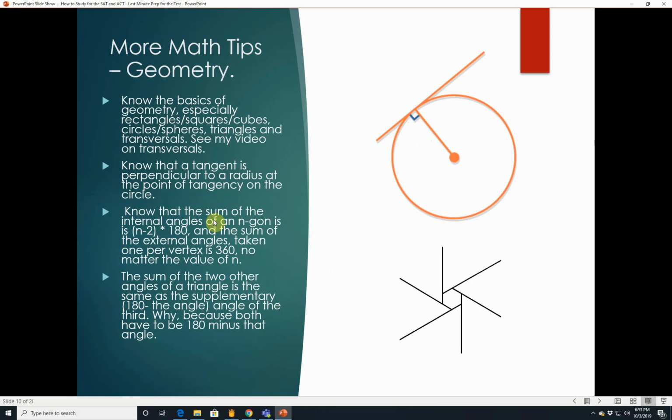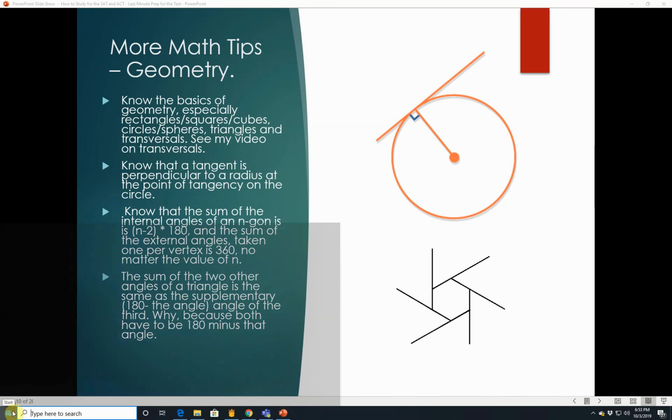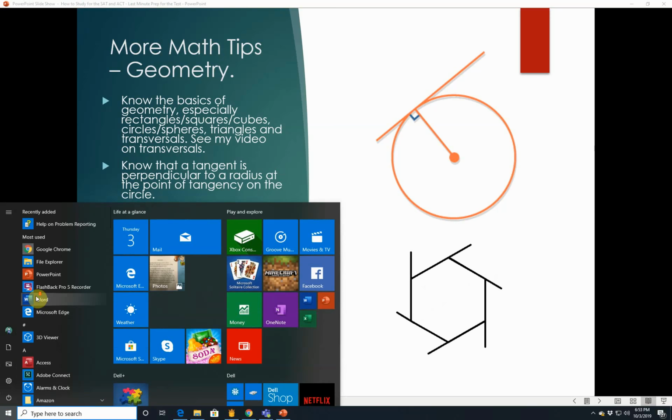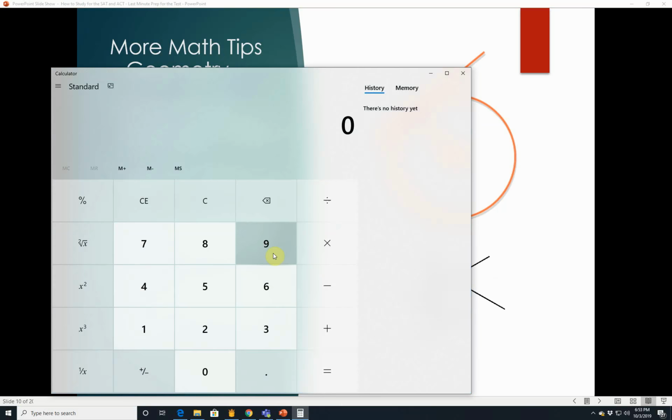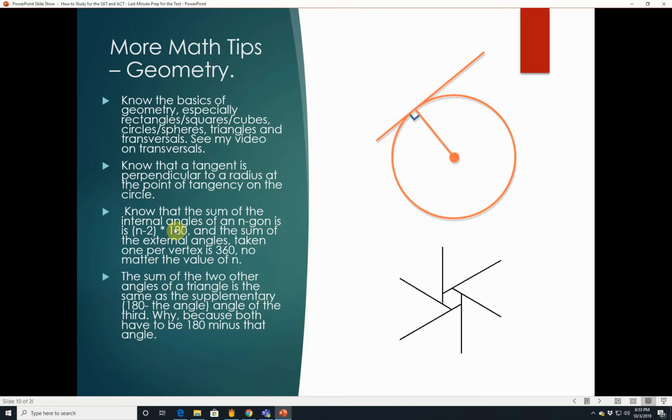And know that the sum of the internal angles of an n-gon, that is a polygon with n sides, is (n minus 2) times 180. So here we have a hexagon that's doing this interesting thing. You could go (6 minus 2) times 180, which is 4 times 180, and we can go to the calculator. Okay, 4 times 180, that's 720. Boom, 720, awesome.